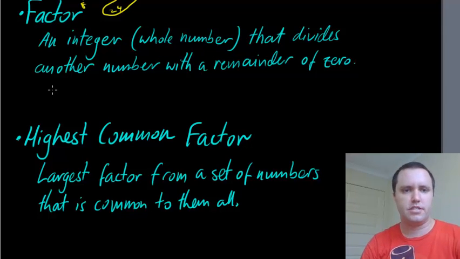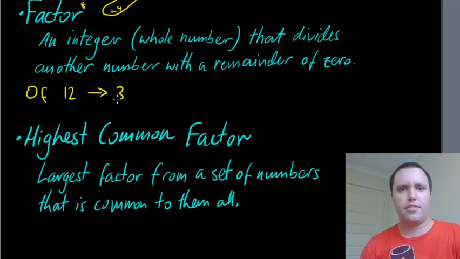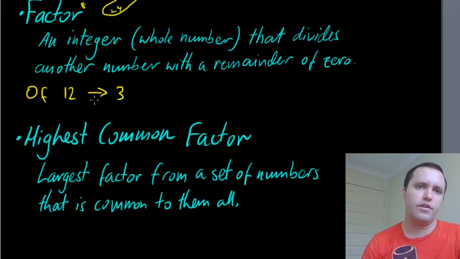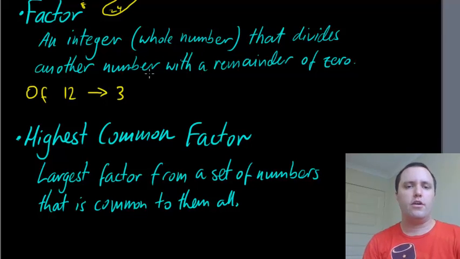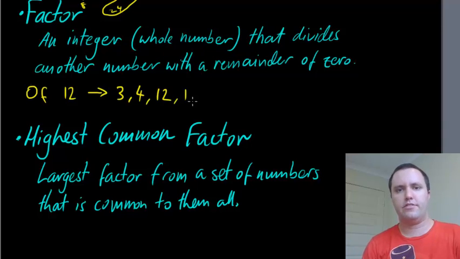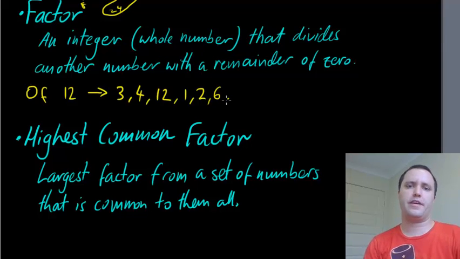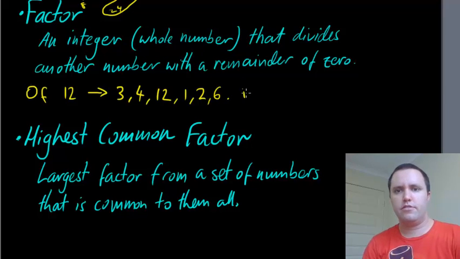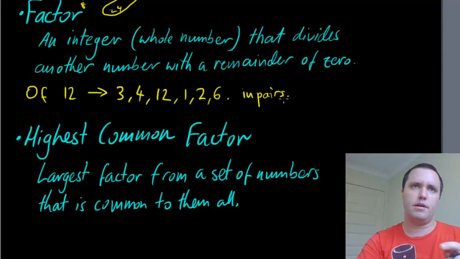Okay, so for instance, a factor of 12 is things like 3, because 12 divided by 3 is 4, remainder 0. Also, we've got 4. Also, 12 is a factor of 12. 1 is a factor of 12. 2 is a factor of 12, and 6 is a factor of 12. Okay. Now you'll realize soon that factors usually come in pairs, because two numbers need to be multiplied together to get the number you're trying to find.